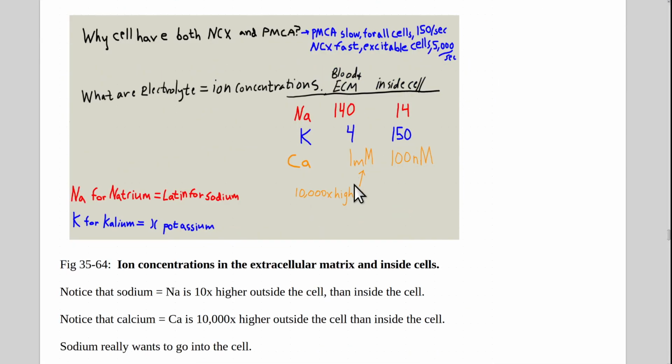Okay, this is just a quick summary slide about the concentration of these ions, how this is the extracellular matrix. Here's inside the cell, and sodium is 10 times higher outside compared to inside the cell. Potassium is just the opposite. And calcium is about 10,000 to 15,000 times higher outside the cell. So you always have to pump against a gradient to pump calcium out of a cell. Okay.